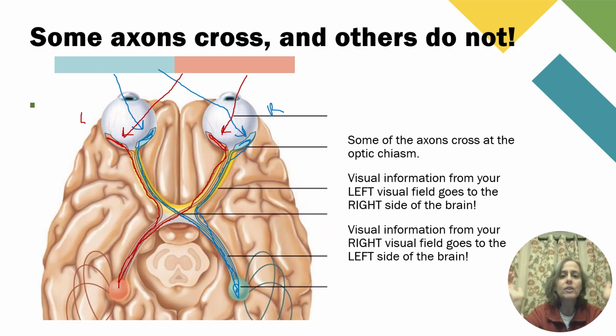So the end result is that everything that's on the right side of our visual field ends up talking to the left side of the brain, and everything that's on the left side of our visual field ends up going to the right side of our brain.